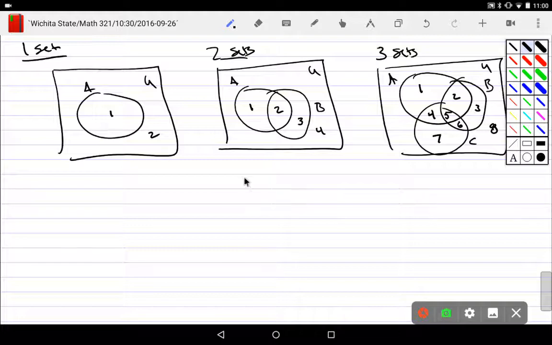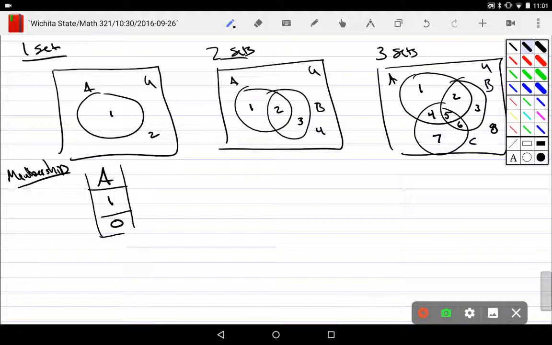Visually, this kind of looks bad, but I could represent this by something that looks like a truth table. A membership table simply tracks, are you in or out of a set? All right, so set A. Set A, I either can be in it or out of it. The 1 does not represent the number 1, and the 0 does not represent the number 0, even though we use the symbols 1 and 0. It means I'm in A or I am not in A. In other words, Row 1 is area 1. Row 2 is area 2.